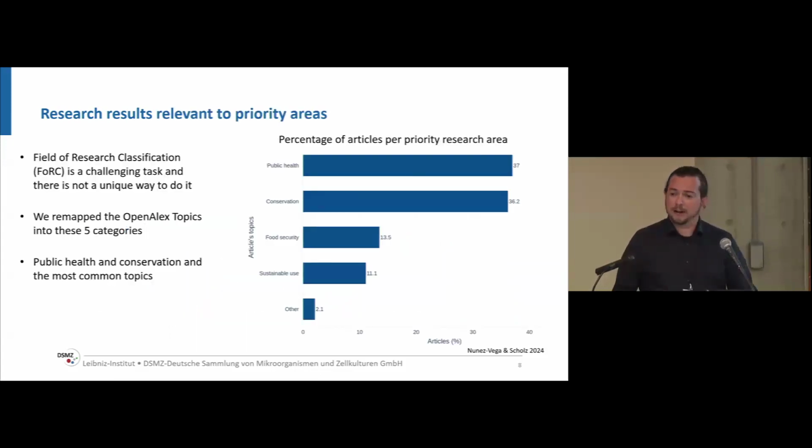When it comes to classifying these publications into different priority areas and categories, we are talking about field of research classification, which is a challenging task in general, and there is not a unique way to do this. However, we decided to remap the OpenAlex topics that are available into these 5 categories, the 4 that I mentioned before, and others, when it falls into another category. In our database, we found that public health and conservation are the most common topics, the topics where these publications are more related.